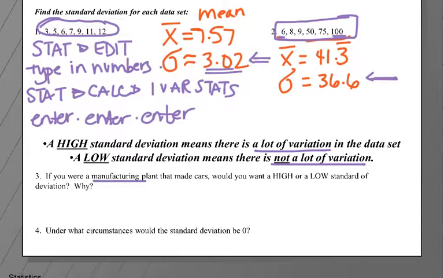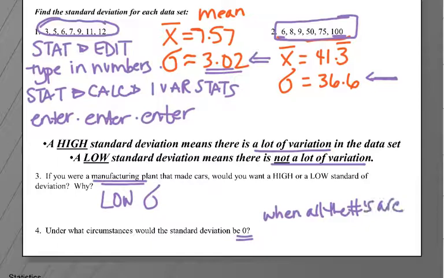If you're in any kind of manufacturing situation, you would want low standard deviation because you want everything to be the same. You want consistency, right? You don't want a lot of variance. You actually want the standard deviation to be 0. When would the standard deviation be 0? Right, when all the numbers are the same. That's kind of the goal. So if you had a data set like 5, 5, 5, 5, 5, the average would be 5, the standard deviation would be 0, life is good.